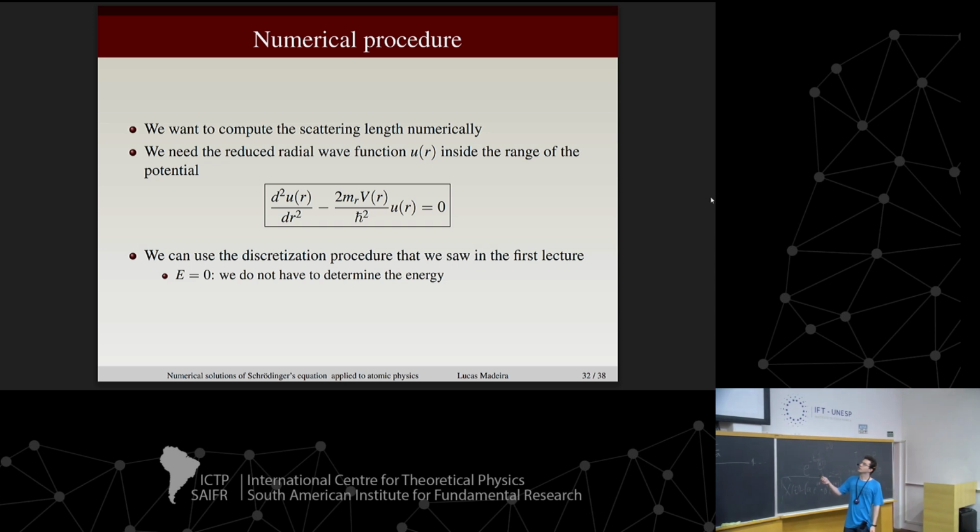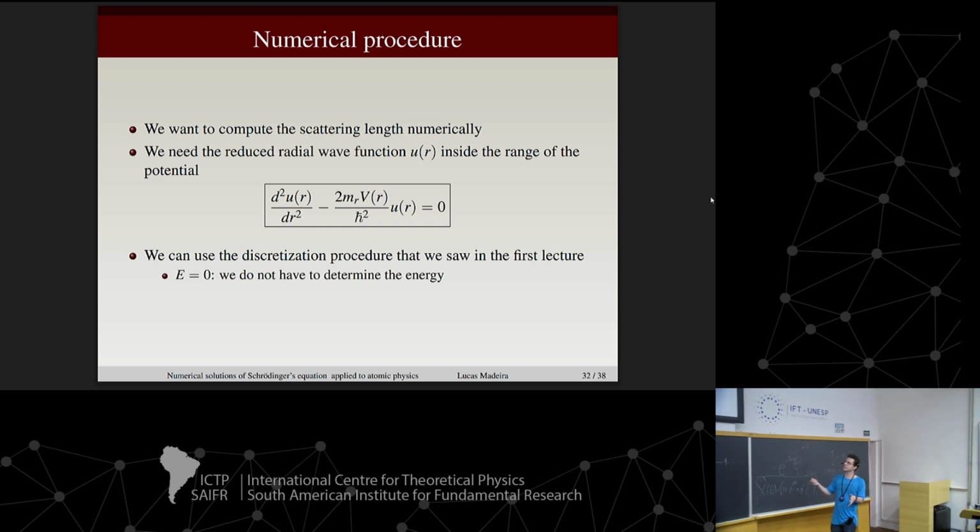So what's the key? The first step is we need this function u of r inside the range of the potential. So we need to solve this equation here numerically. And if you recall the first lecture and the code that you've been working on, this is exactly the same equation that we were solving. It's even easier because now the energy is 0. So you don't have that problem that you had in the first project of needing to solve for the wave function and for the energy at the same time. Here, I just need to do it once. I know the energy. The energy is 0, okay? So I just need the wave function.